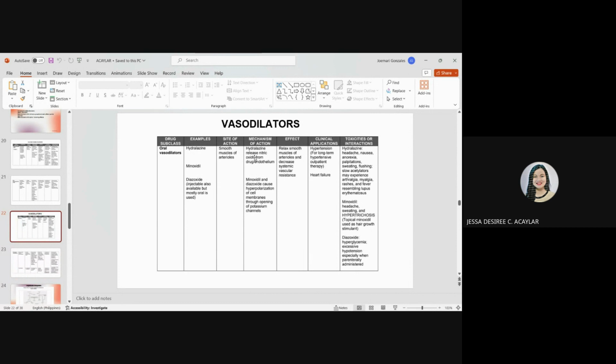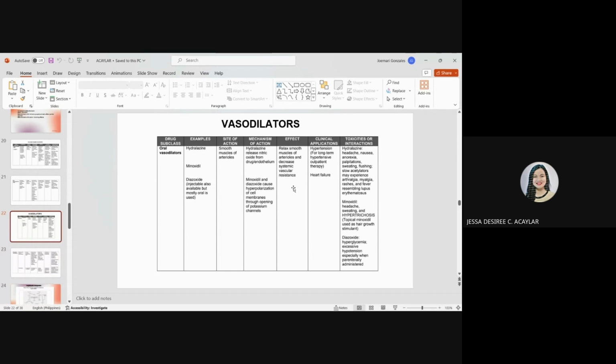Yung MOA niya po ng hydralazine, it releases the nitric oxide from the endothelium. Minoxidil naman and diazoxide causes hyperpolarization of cell membranes through opening of potassium channels. Yung effect, nagre-relax po siya ng smooth muscles sa arterioles and nagde-decrease ang systemic vascular resistance. Ang clinical application is for hypertension and heart failure.